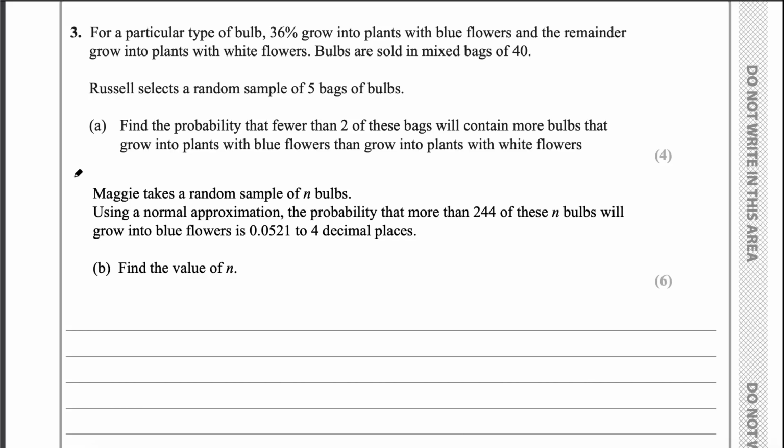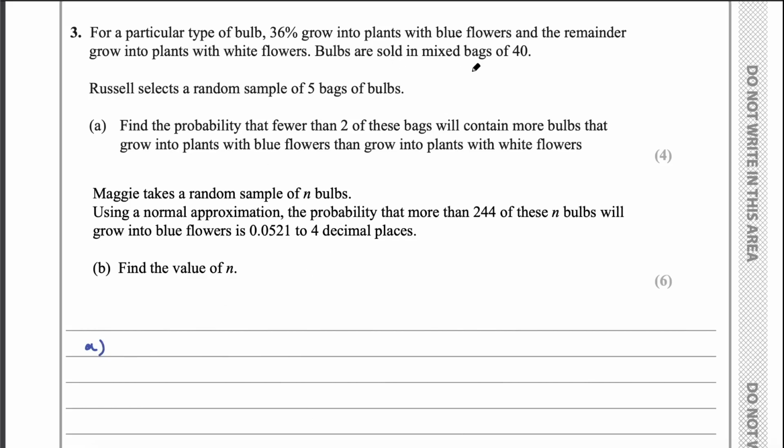Question 3 says, for a particular type of bulb, 36% grow into plants with blue flowers and the remainder grow into plants with white flowers. Bulbs are sold in mixed bags of 40. Russell selects a random sample of 5 bags of bulbs, and part A says find the probability that fewer than 2 of these bags will contain more bulbs that grow into plants with blue flowers than grow into plants with white flowers. Okay, so firstly, let's try to summarize some of this information.